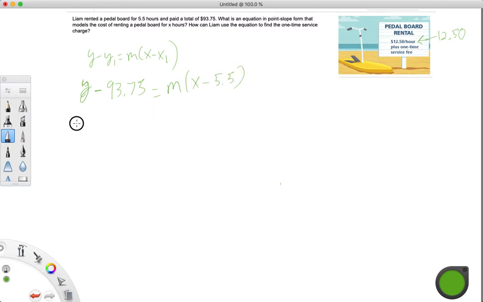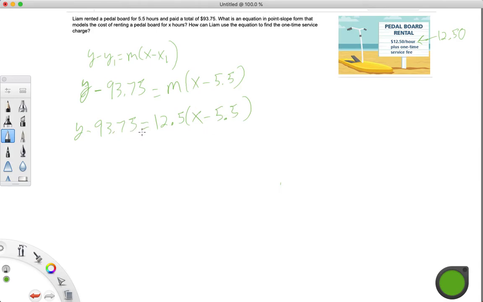Okay, so our final equation in point slope form is y minus $93.75 equals $12.50 times however much time has passed, minus 5.5. That's fine. You could figure it out if you thought about it enough. It's just not very natural to think about it this way. So how can Liam use the equation to find the one-time service charge?